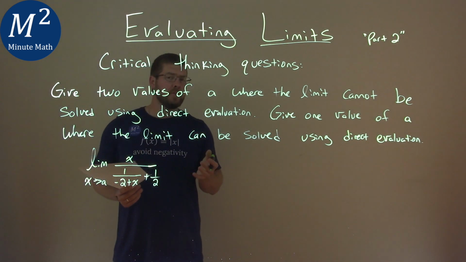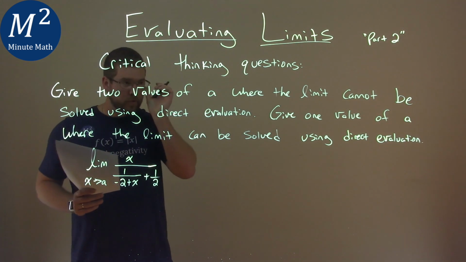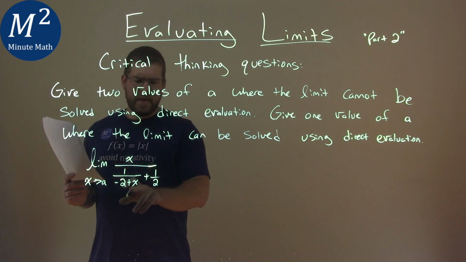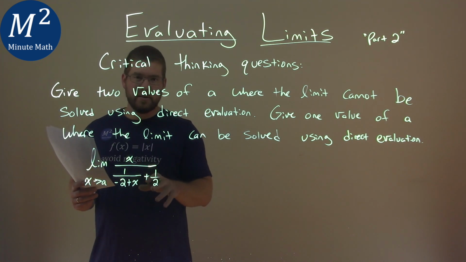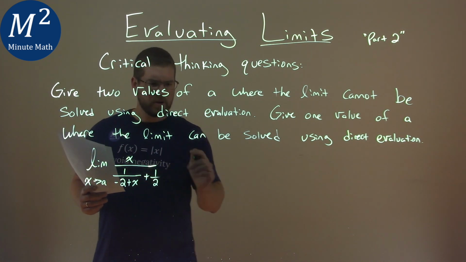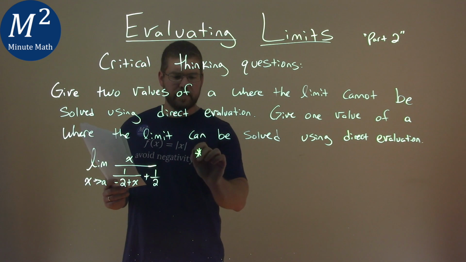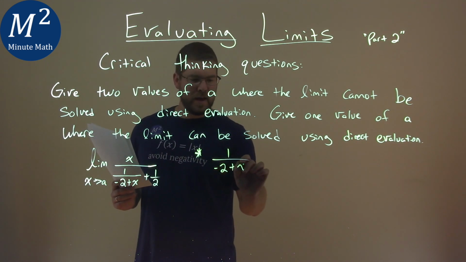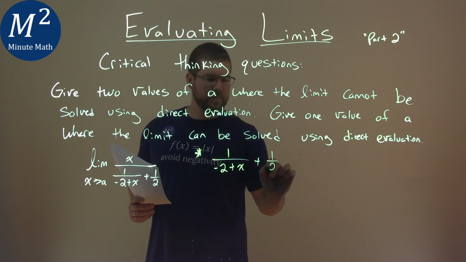So what I'm really looking for here is, I'm going to first look for where we cannot solve by using direct evaluation. And that's going to occur when this denominator is equal to 0. So I'm going to look at just the denominator here. We have a 1 over a -2 plus x plus a 1/2.